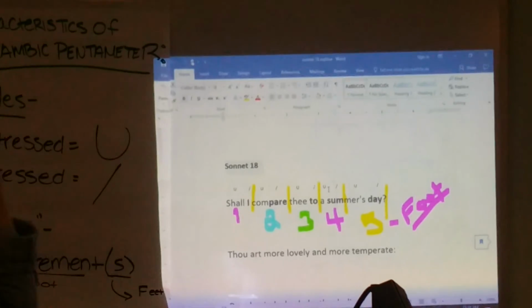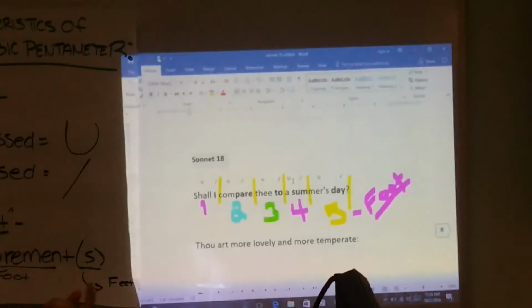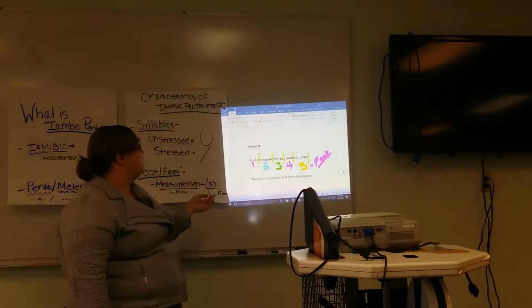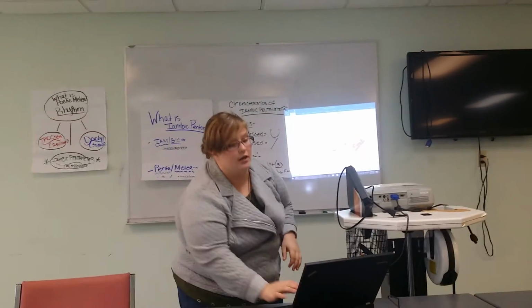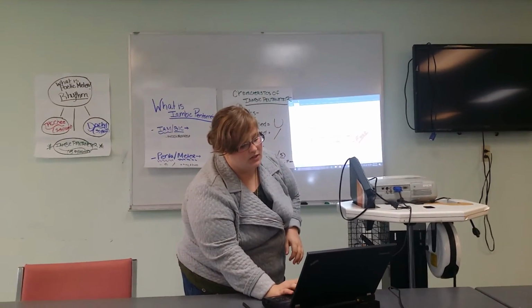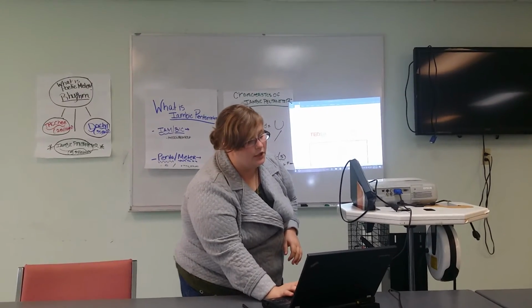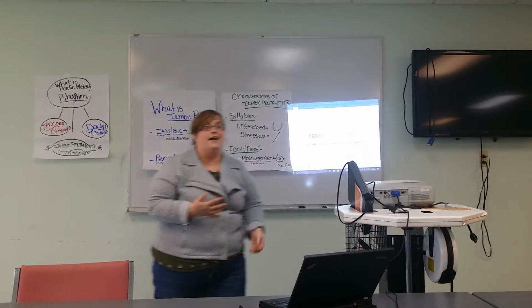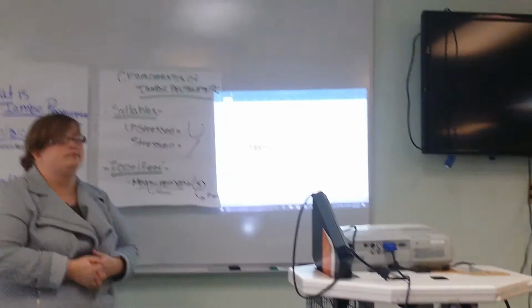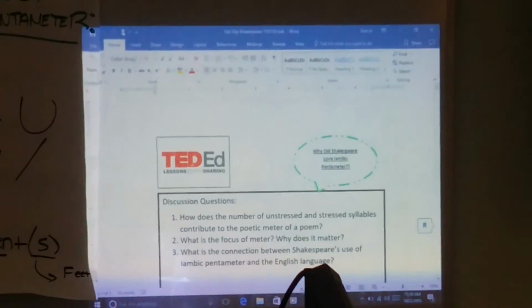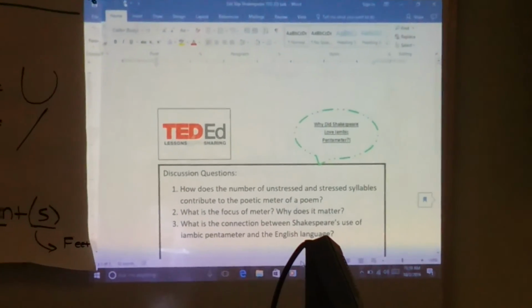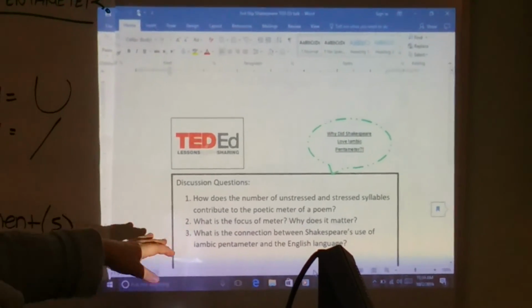Now these notes are going to be posted online, and you guys have also been taking notes too, so keep that in mind. We are running out of time, but we've got to look at what you're going to be doing tonight. So tonight, what I want you to do is there is a TED-Ed video, and I want you to watch it. It's called Why Did Shakespeare Love Iambic Pentameter? Why is he so crazy that he loves it so much? And these are your discussion questions, okay?